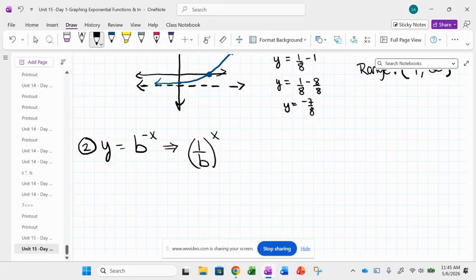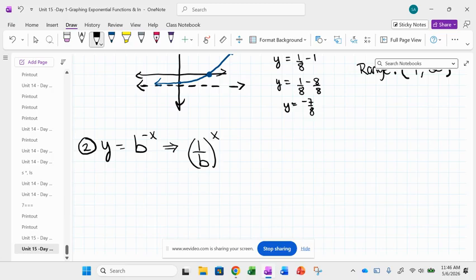Exactly. If you take a quick glance at this and don't really register that exponent, you'd be like, oh, it's a whole number base. That means we're going up. But because of that negative exponent, it's not a whole number base. It's a fraction base, which means we are decreasing.